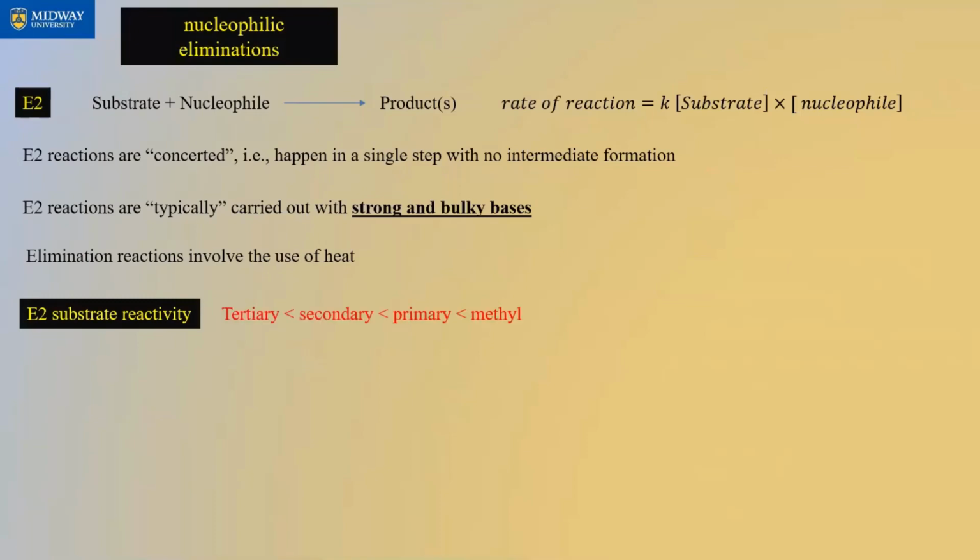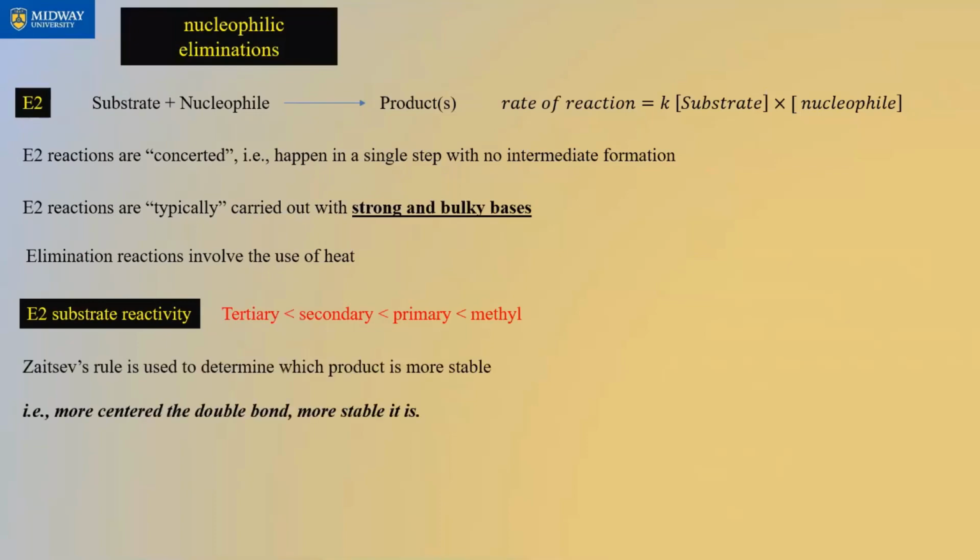For E2 substrate reactivity, the substrate is where the leaving group is. If the carbon containing the leaving group is methyl or primary, it has a higher tendency towards elimination versus a tertiary. And as with elimination reactions generally, you have to use the Zaitsev rule. What does it say? The more centered the double bond is, the more stable the molecule is.